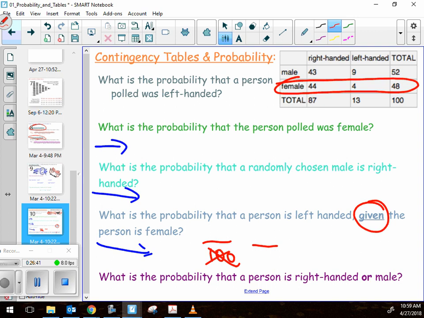If you use any other number, you screwed up. And then from there, you just answer the question. Left-handed. Okay. 4 out of 48. Raise your hand if you had 4 out of 48. Okay, cool. All right, that's all you needed to learn for today.